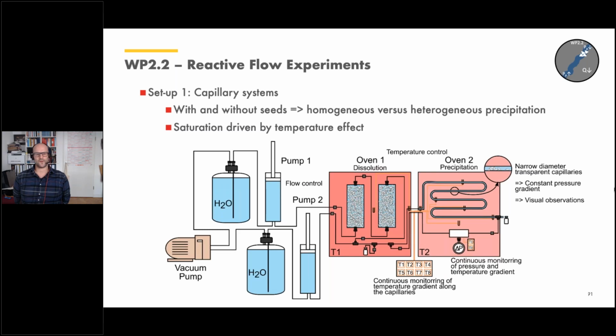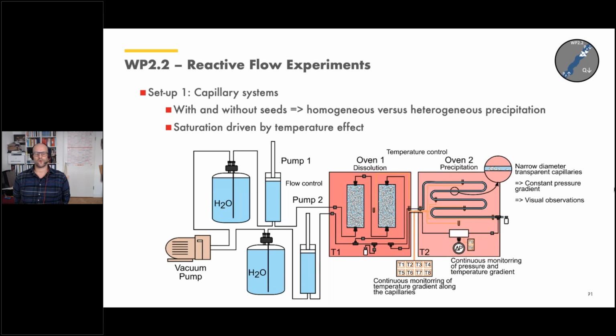As a first step, we used a capillary flow experiment. It's quite a complicated setup where different fluids are getting mixed, and fluids get saturated with, for instance, salt or with carbonate. These fluids are then flowing over a long capillary where we have a certain pressure gradient across the capillary, but also a temperature gradient.